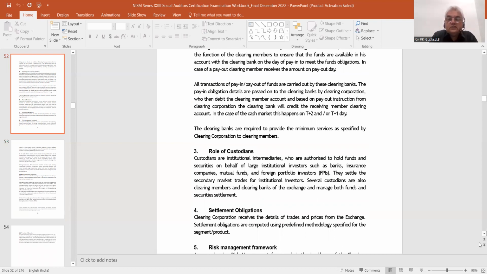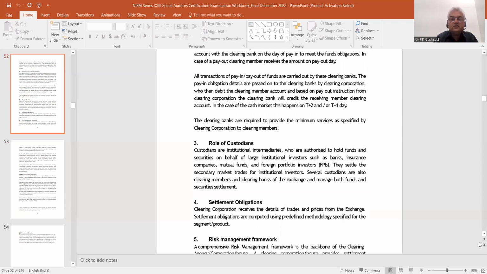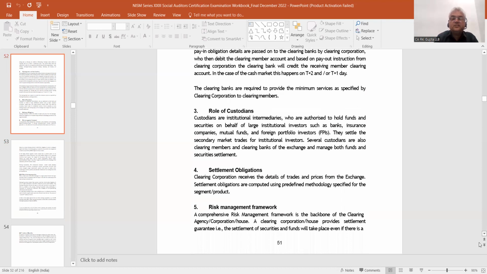Now, this clearing corporation receives the details of trades and prices from the exchange. So settlement obligations are computed using a predefined methodology specified for the segment or product. Next is the risk management framework.